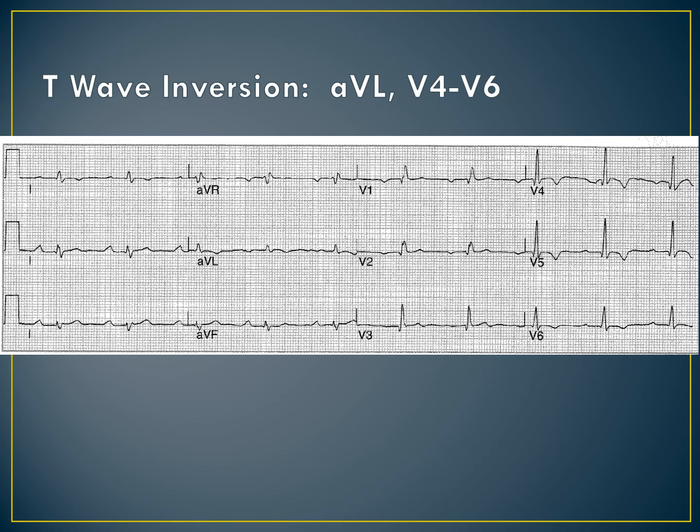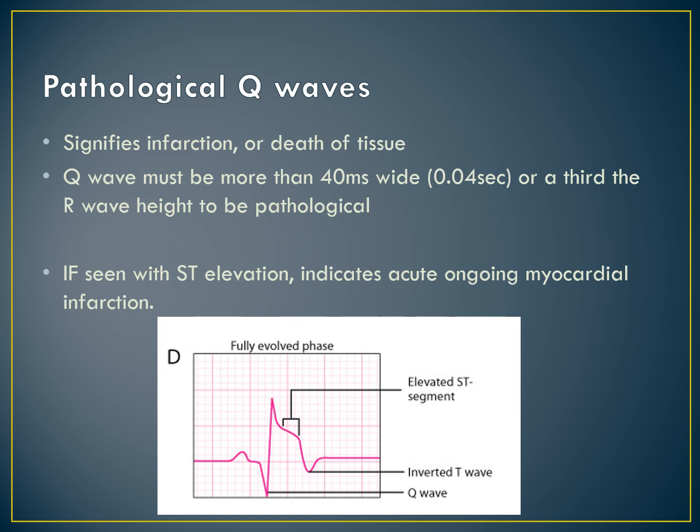In this presentation, you will note T-wave inversion in V4, 5, 6, 1, and AVL. Now, pathological Q waves signify tissue death, and in order to call a Q wave pathological, it has to be more than 40 milliseconds wide, or 0.04 seconds, or a third the height of the R wave.